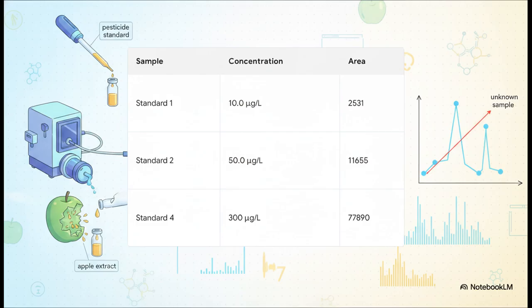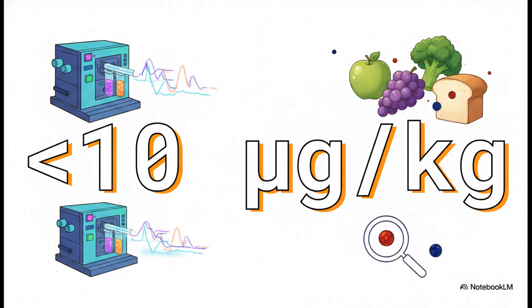Then, when we run our unknown, potentially contaminated apple sample, the software just looks at the peak area, aligns it with our ruler, and mathematically back calculates the exact concentration of pesticides sitting on that fruit. And honestly, this right here brilliantly illustrates the sheer, mind-blowing power of modern quantitative analysis using GCMS. Following that Chinese GB standard method with a proper matrix match calibration curve, the limit of quantification for these pesticides is less than 10 micrograms per kilogram.